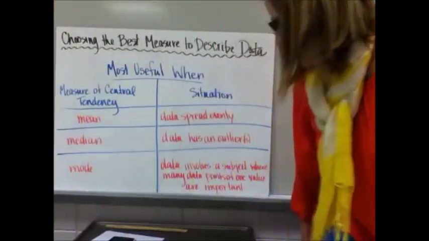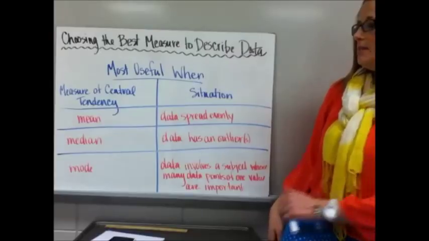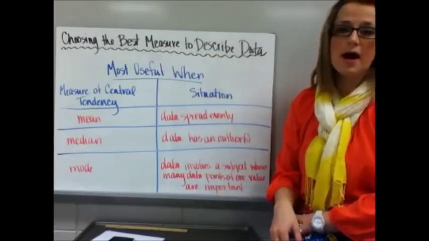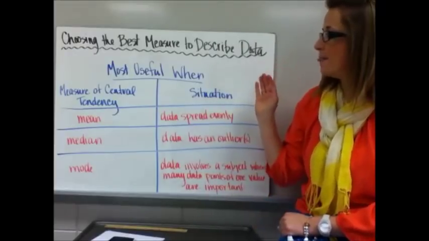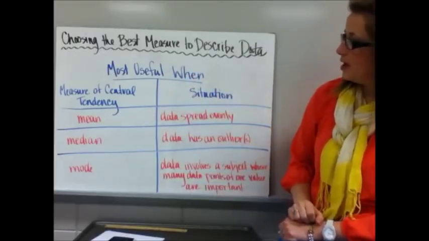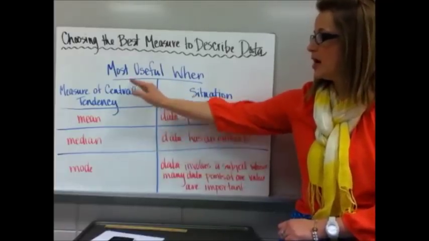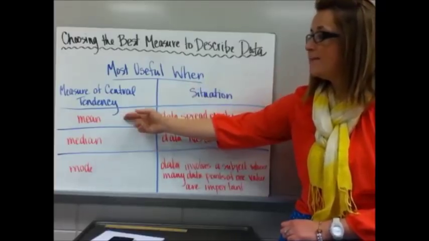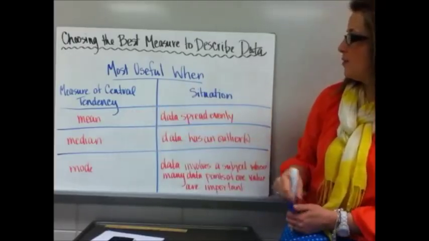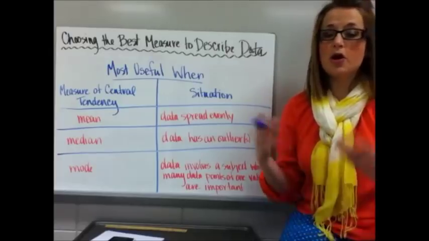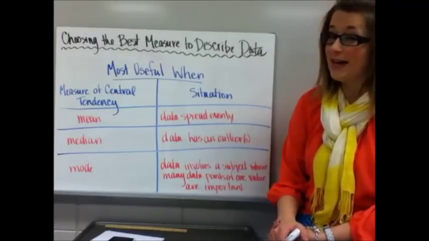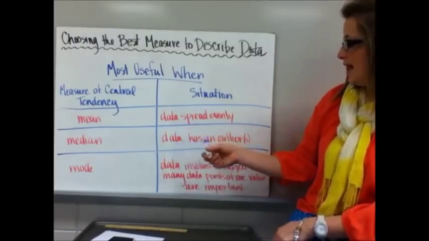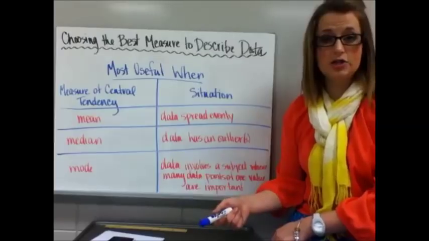So with that last board, we saw how an outlier affects measures of central tendency. Now let's see how to choose the best measure to describe a data set. So here's a good table for you. These measures of central tendency are most useful in these situations. The mean is the most accurate and most useful when the data is spread evenly, meaning that there aren't many outliers, or not really any outliers at all. The median is best used when the data has an outlier, like in our last situation.